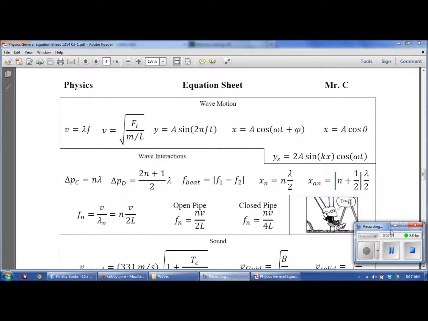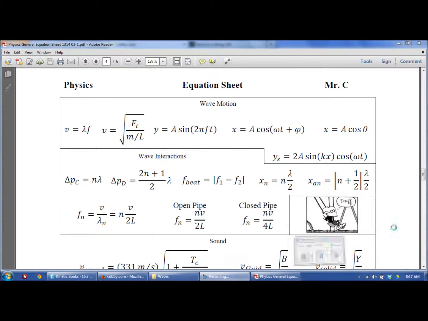All right, so here's our equation sheet. You can see the velocity is related to the wavelength and the frequency. It is not determined by the wavelength and frequency. The velocity is determined by the medium, and then the wavelength and the frequency have this inverse relationship. When multiplied together, they equal the velocity, but they do not determine the velocity. That is a really big point.